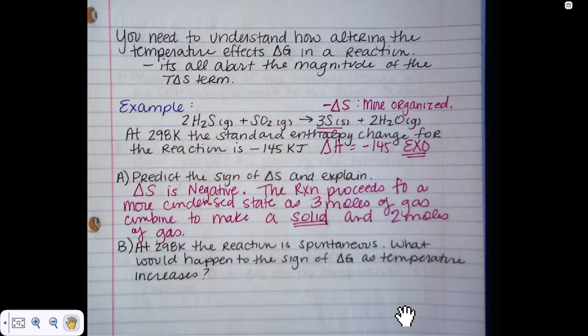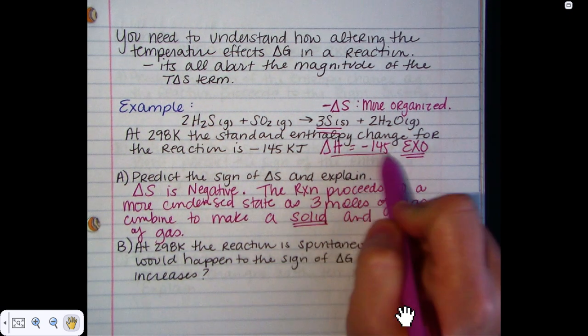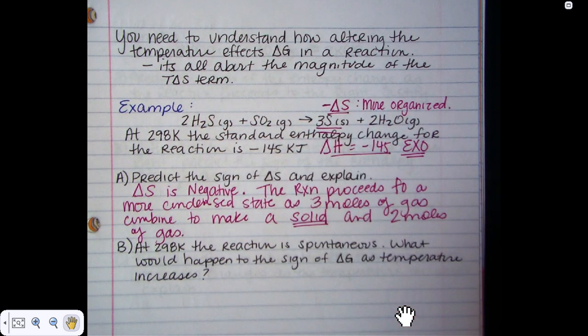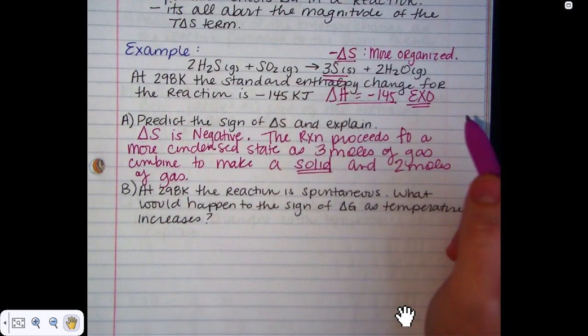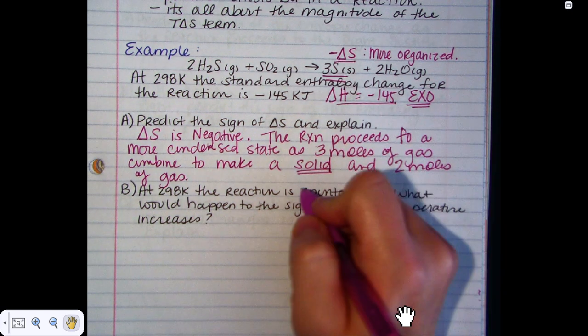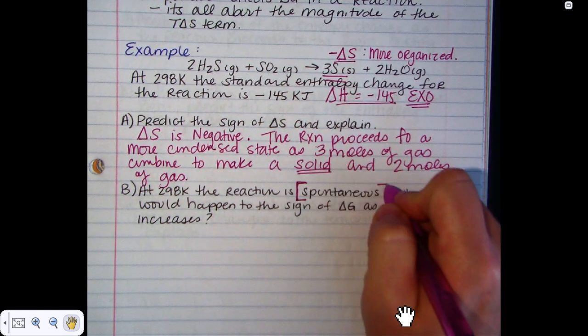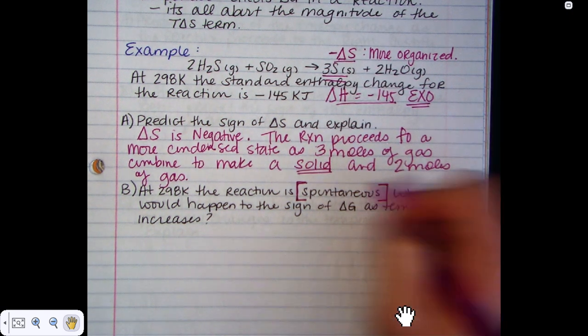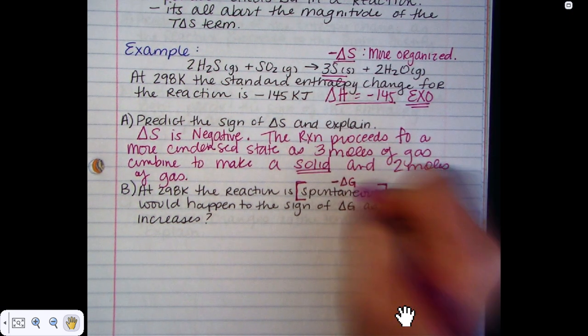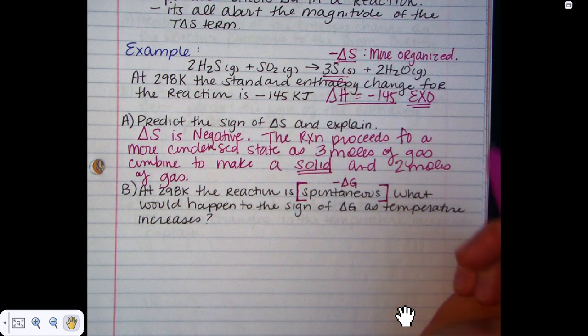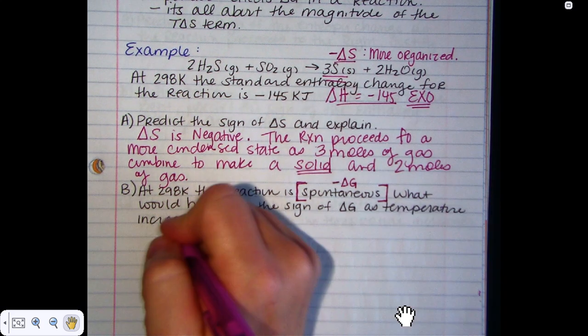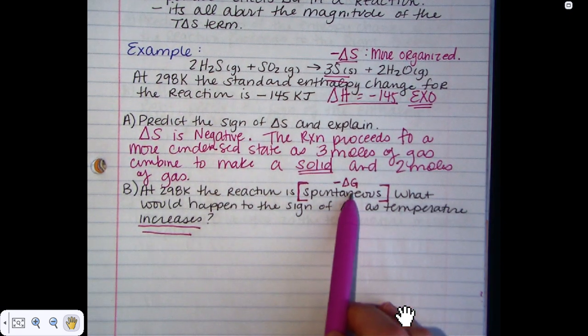Let's look at B. At 298 Kelvin, the reaction is spontaneous. What would happen to the sign of delta G as temperature increases? Well, I know that H is negative and I know that S is negative, but you have to be really observant. What did they just tell me in the question? They said the reaction at 298 is spontaneous. So they told me that at this temperature, delta G is negative.